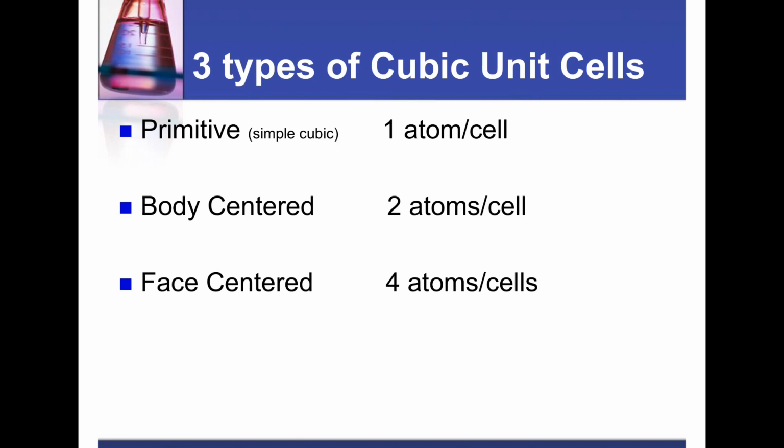The types of cubic unit cells that we are going to talk about are called primitive or simple cubic, body-centered cubic, and face-centered cubic. And we'll go over what each one of these looks like. They look different because they have a different number of atoms per unit cell. The primitive only has 1 total, the body-centered has 2, and the face-centered has 4 atoms per cell. So face-centered has more atoms per cell than the primitive or simple.